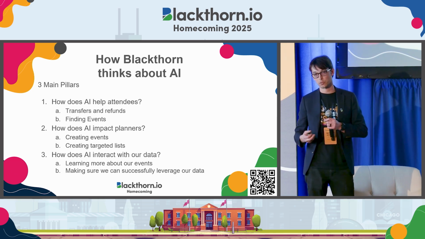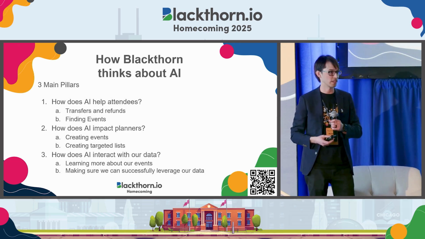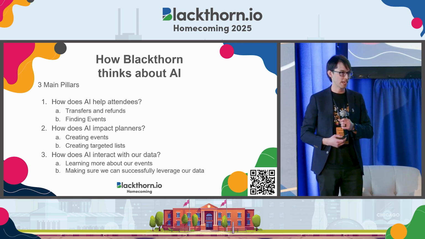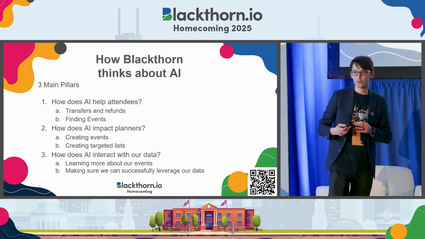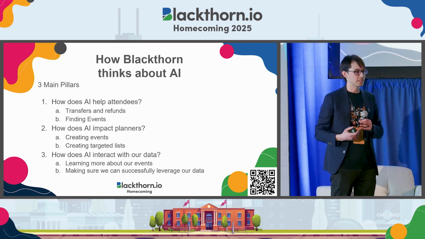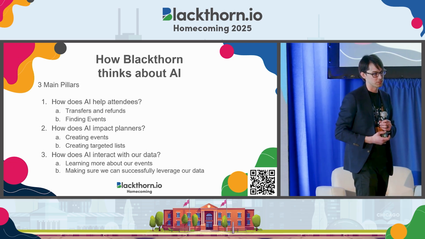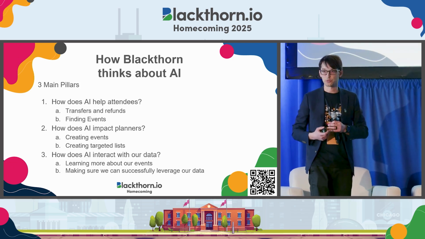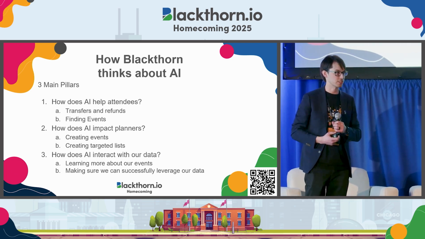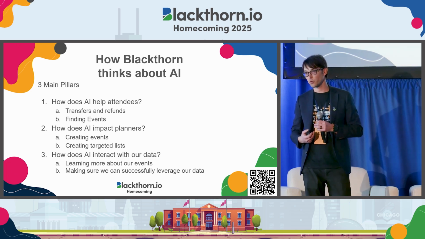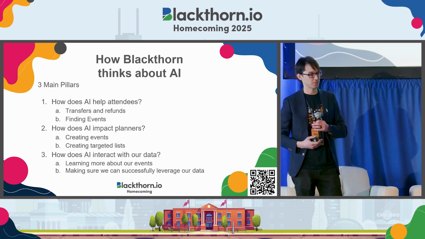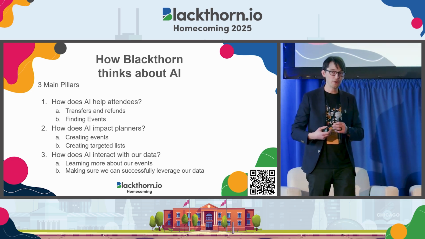Similar to what Chris mentioned with the Event Navigator app, we want to make sure you provide us feedback, because we want to know where you see AI fitting into your overall landscapes as well. From a planner's perspective, we're going to be able to create events and do targeted lists. From an attendee's perspective, we're going to be able to transfer registrations and do refunds. Things that you all might be doing manually, we're going to be able to start setting up some self-service for those individuals. And then how it interacts with our data.